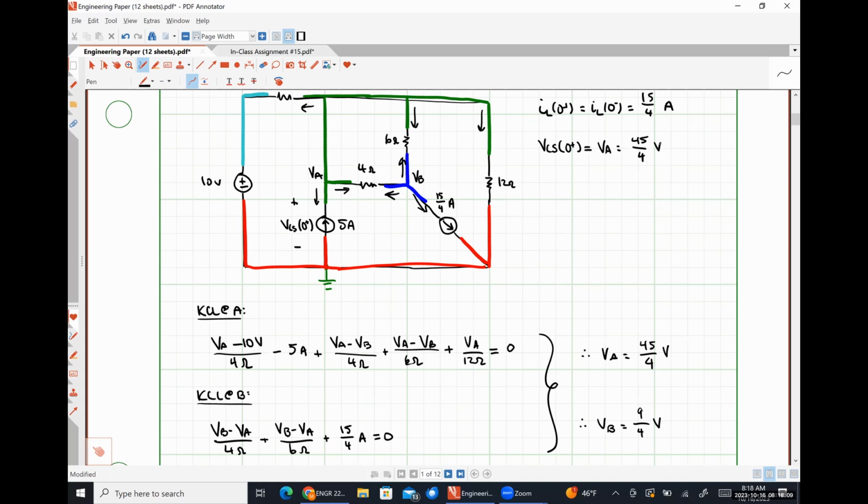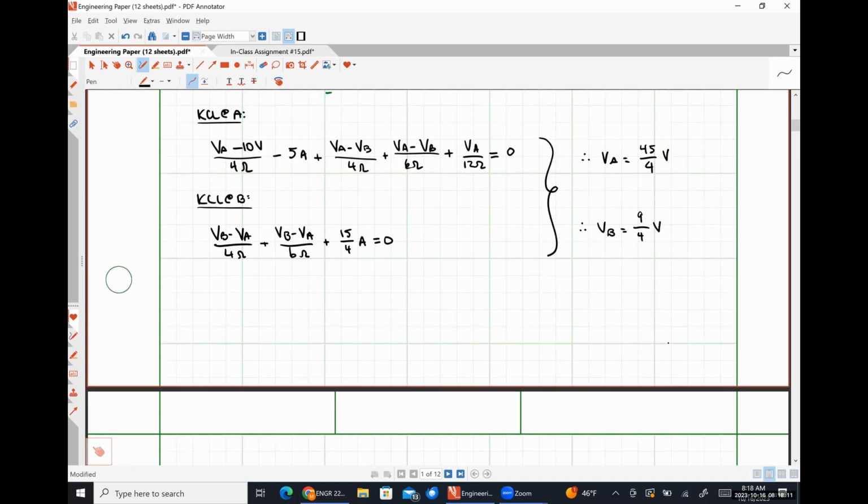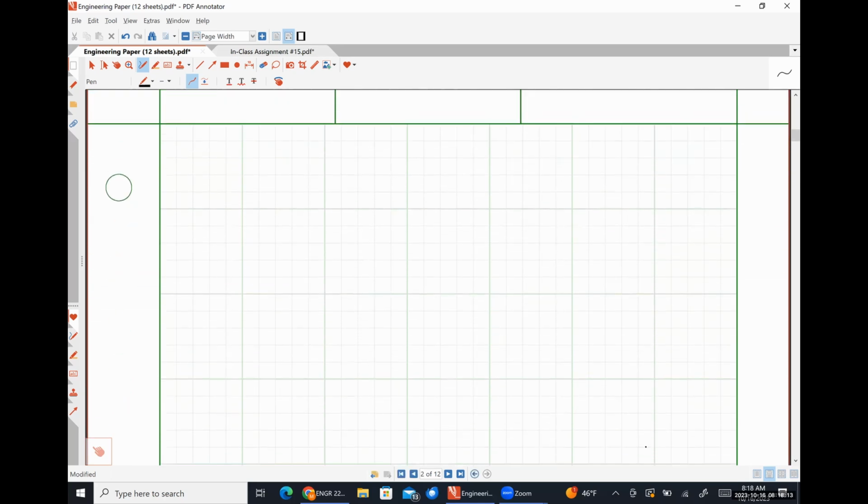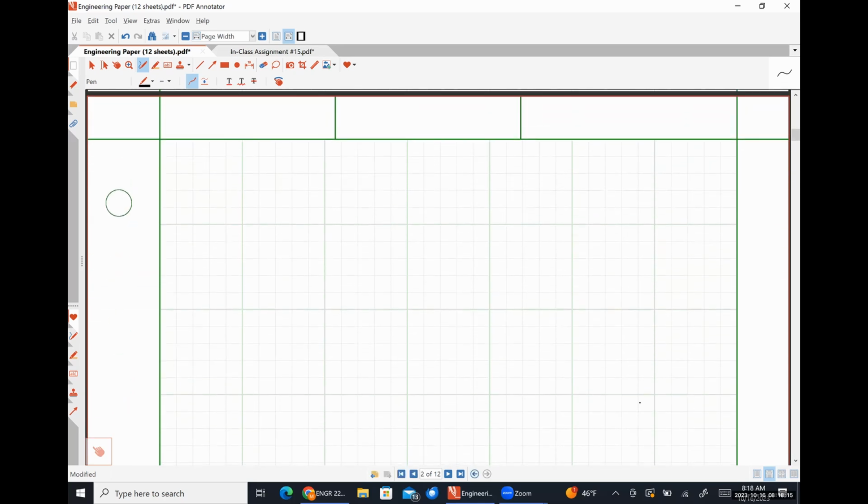Okay. So moving on to t is equal to infinity. At t is equal to infinity, we are always at DC steady state. So that means our equivalent inductance is going to look like a short circuit again. So drawing my circuit.